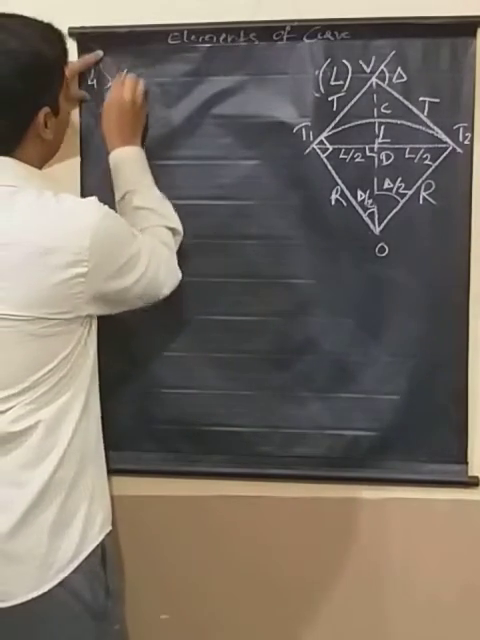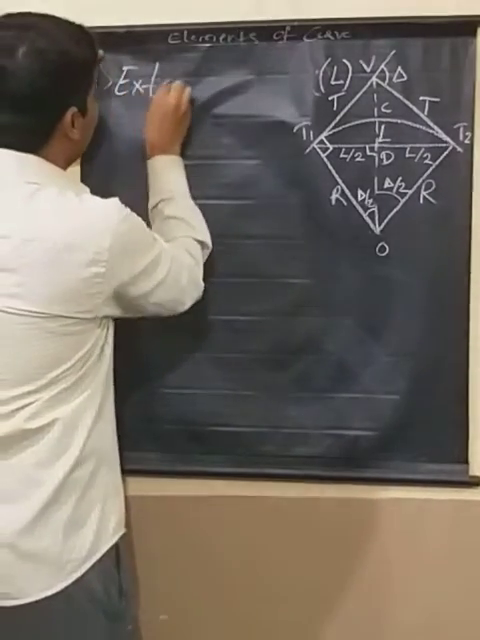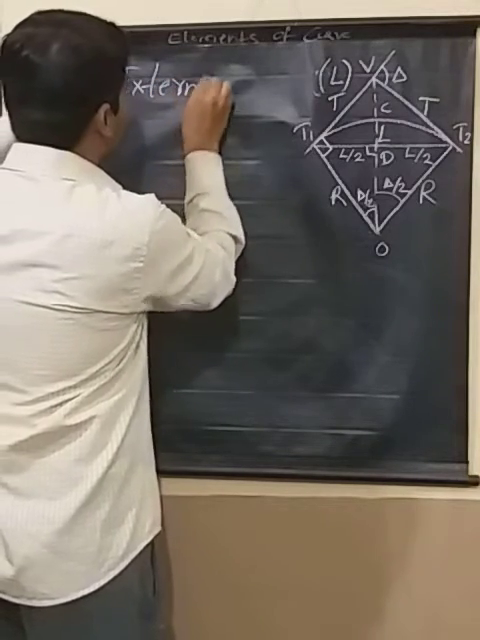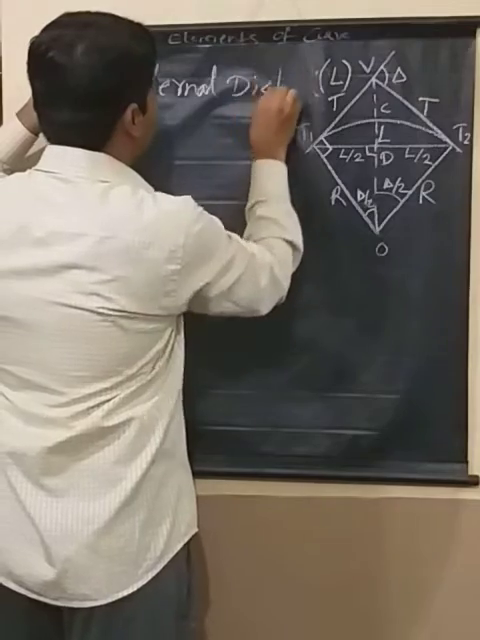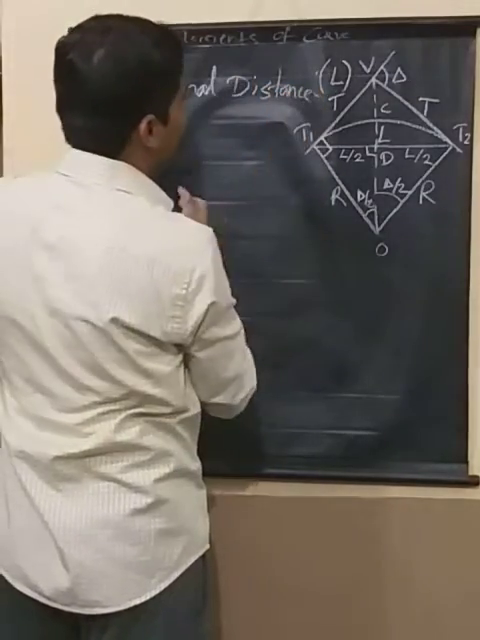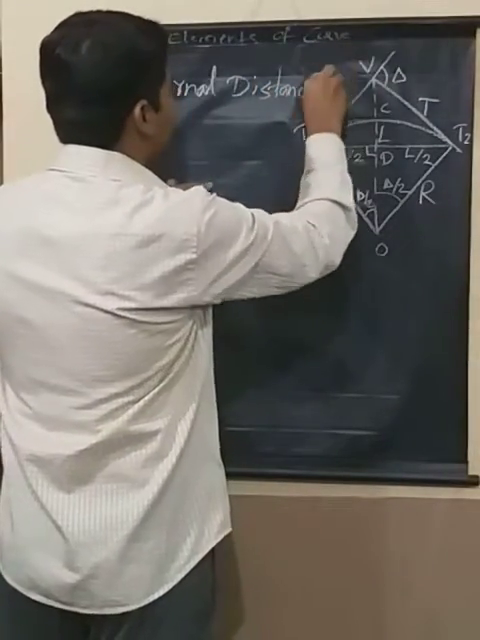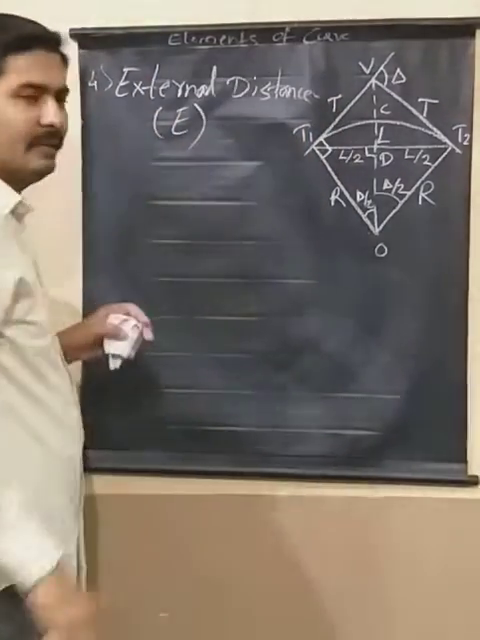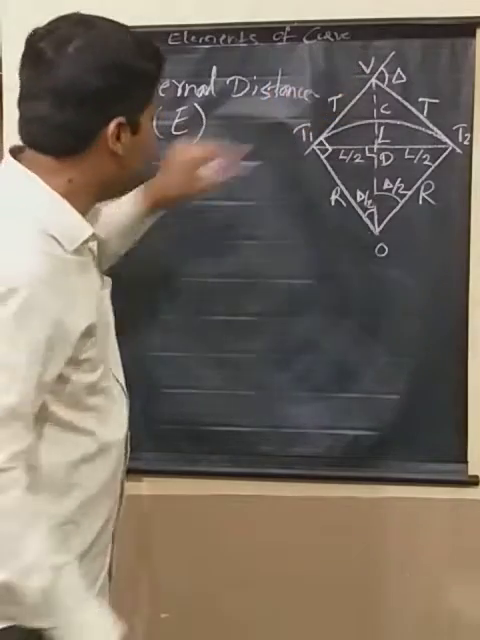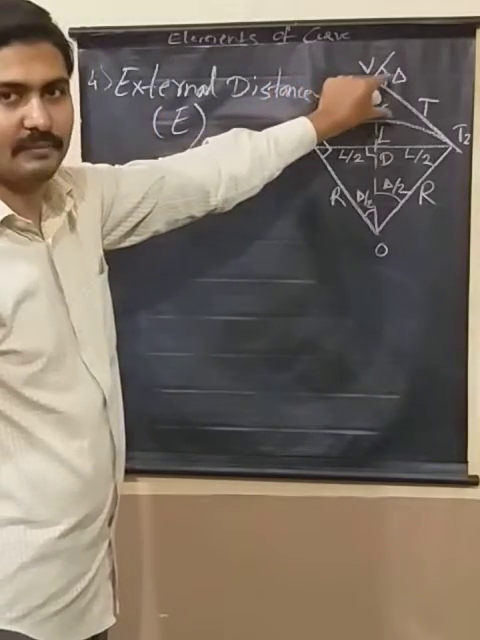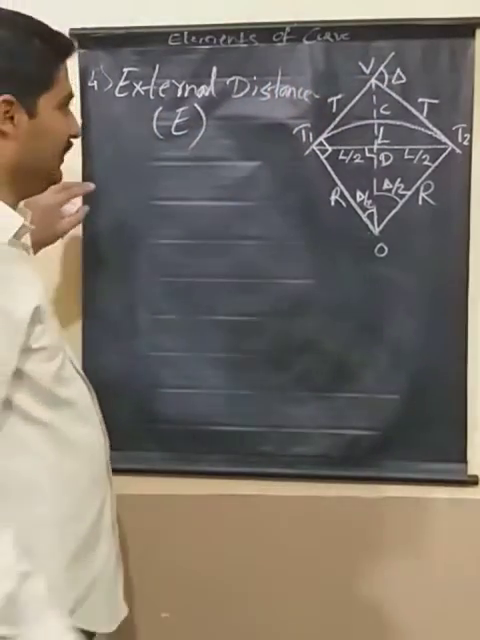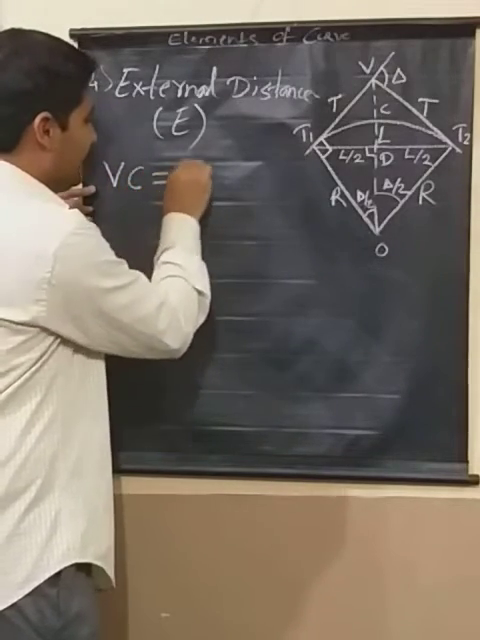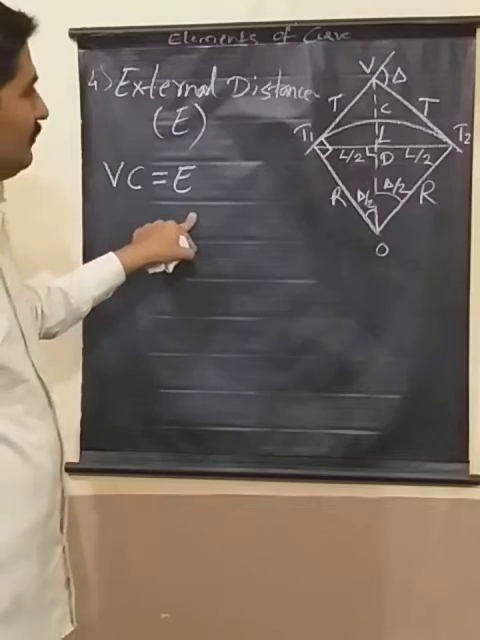Fourth, external distance, denoted by capital letter E. VC. VC is the one what I am trying to find out. External distance. So VC is the external distance which I am supposed to find out.